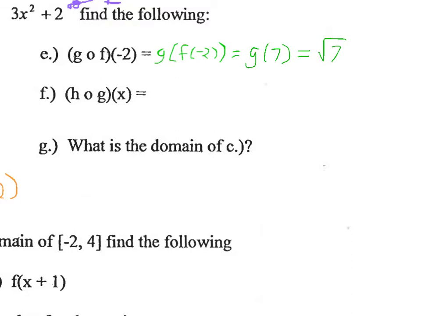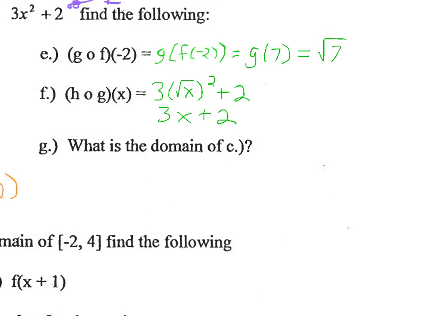For h of g of x, we actually need to take g of x and plug it into h of x. So g of x is the square root of x, and that is going to go in for the x in h of x. The squared stays there and the plus 2. And then we can simplify it. The square root of x squared is x. So our final answer is 3x plus 2.